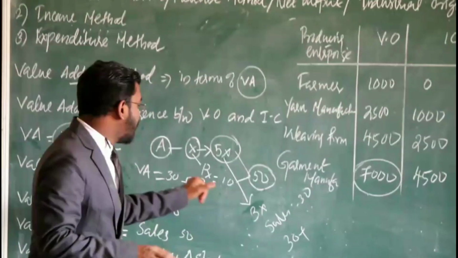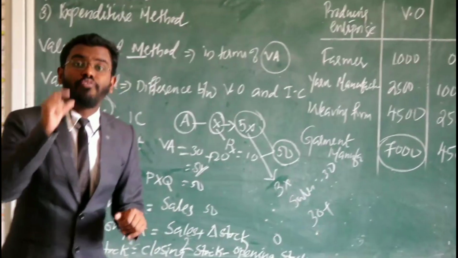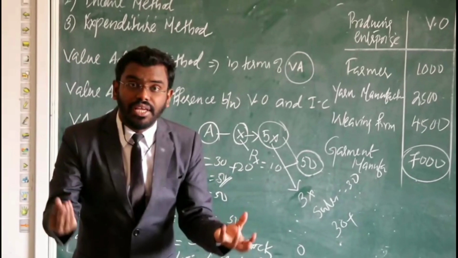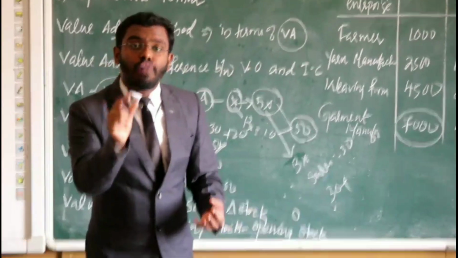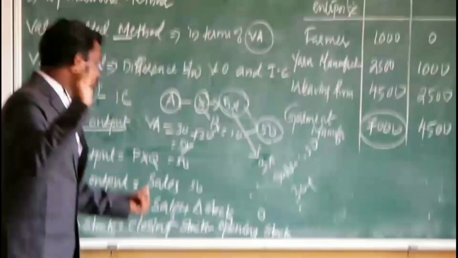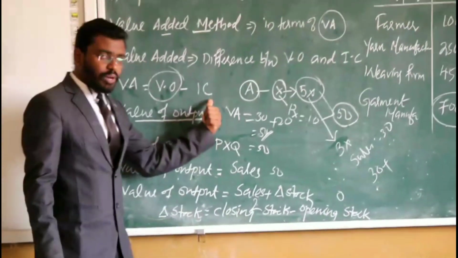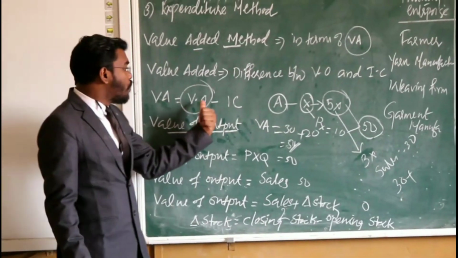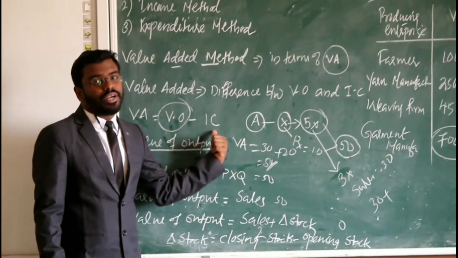Simply, intermediate cost means cost of raw material. How much money we are spending for purchasing raw material, that is known as cost of intermediary goods. So that is known as intermediary cost. So value added is equal to value of output minus intermediary cost.